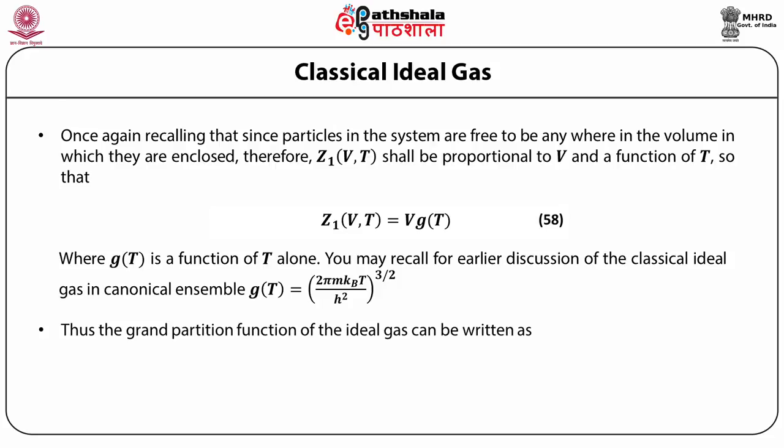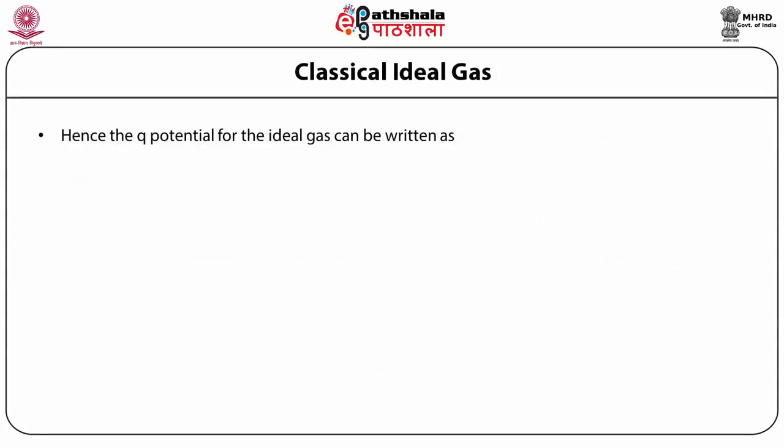Thus, the grand partition function of the ideal gas can be written as Z equals the summation over N from 0 to infinity of (f V g(T)) raised to the power N divided by N factorial, which is equal to e raised to the power f V g(T). Hence, the Q potential for the ideal gas can be written as Q as a function of fugacity, volume and temperature, equal to the log of the partition function, equal to fugacity multiplied by the volume multiplied by g as a function of T.